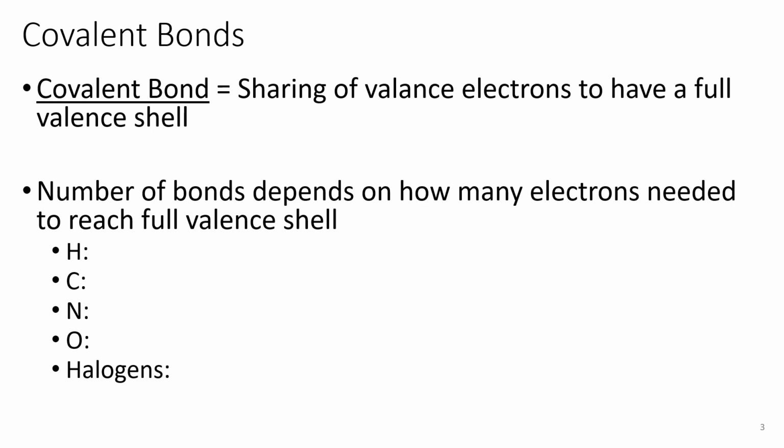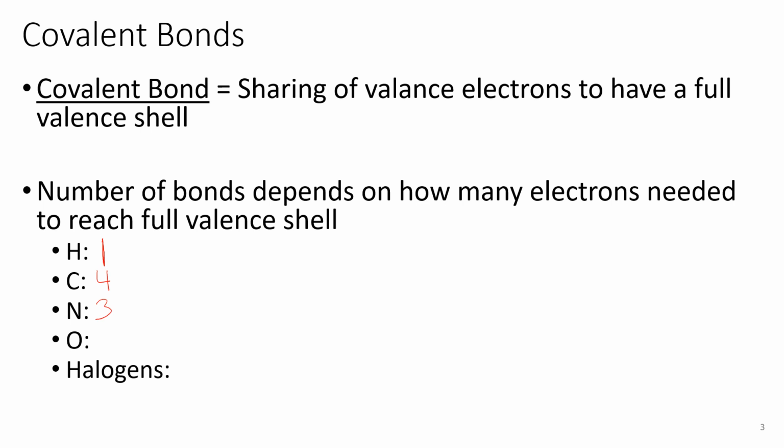Hydrogen has 1 valence electron. It only needs 1 more to have a full valence shell. So hydrogen will form 1 covalent bond. We've already talked about carbon. Carbon can form 4 covalent bonds. It has 4 valence electrons and needs 4 more to have a full valence shell, so it will form 4 bonds. Nitrogen has 5 valence electrons, so it will form 3 covalent bonds to have a full outermost shell.